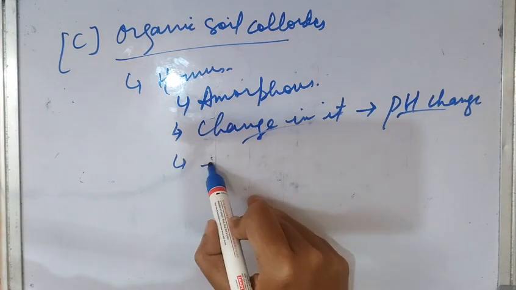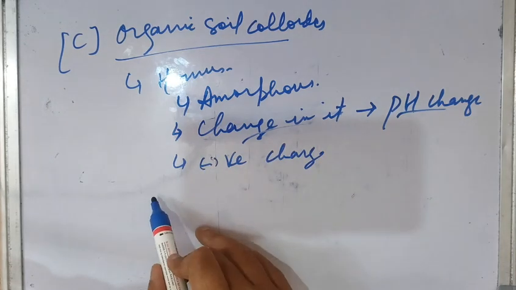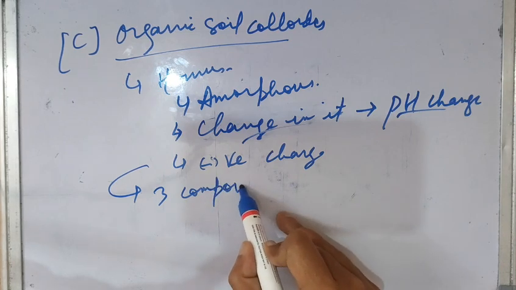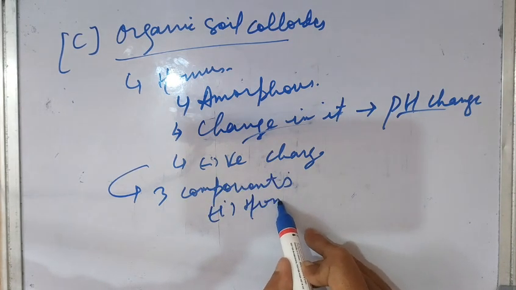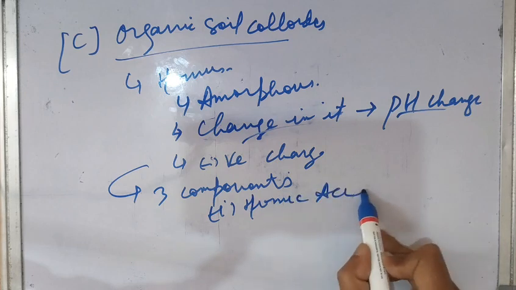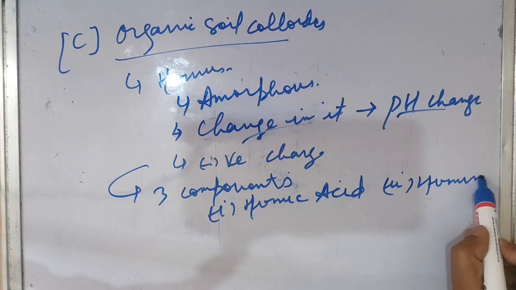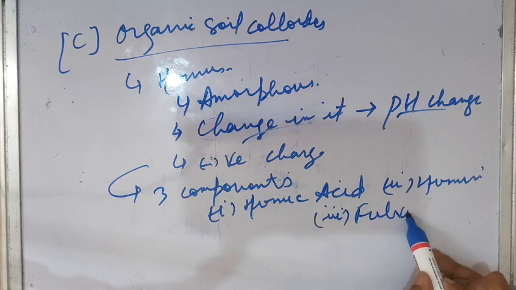It exhibits negative charge. It has mainly three components. First one is humic acid, second one is humin, and third one is fulvic acid.